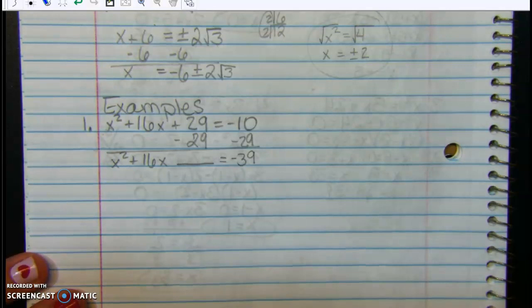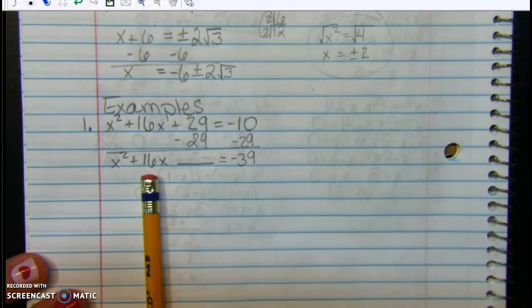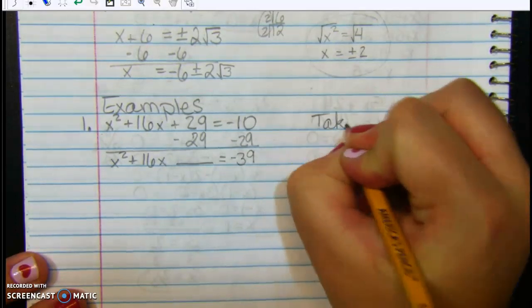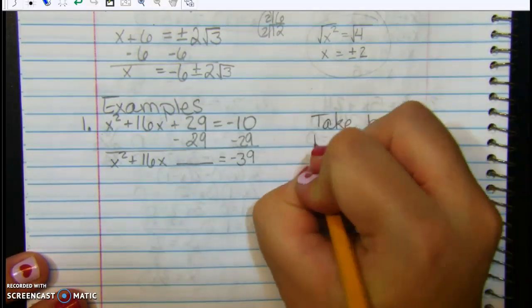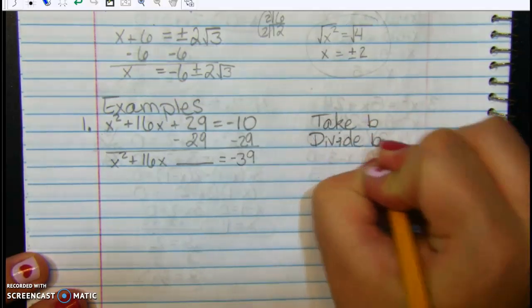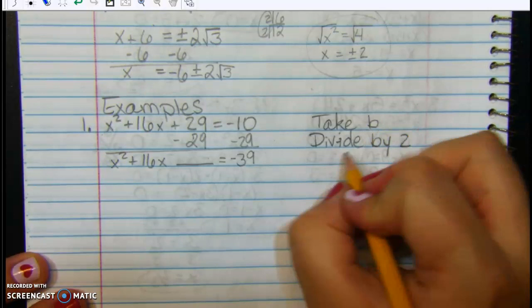All right, now this is not a perfect square yet, but in order to make it a perfect square, I can take the b, so this 16, and I'm going to do 2 things to it, okay? Take b, and I'm going to divide by 2, and then I'm going to square it.